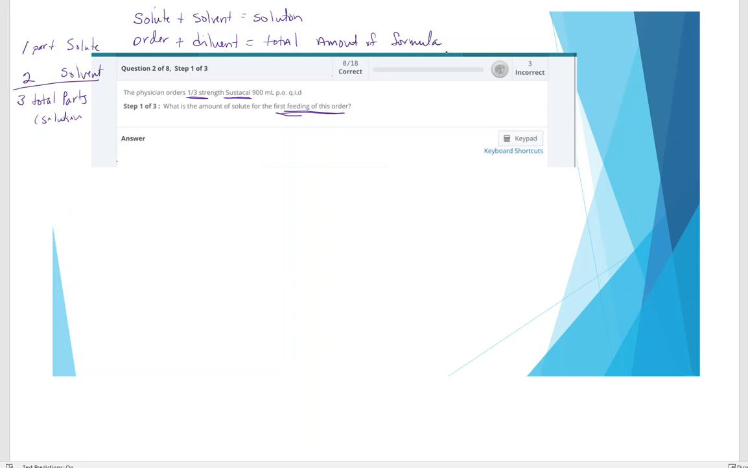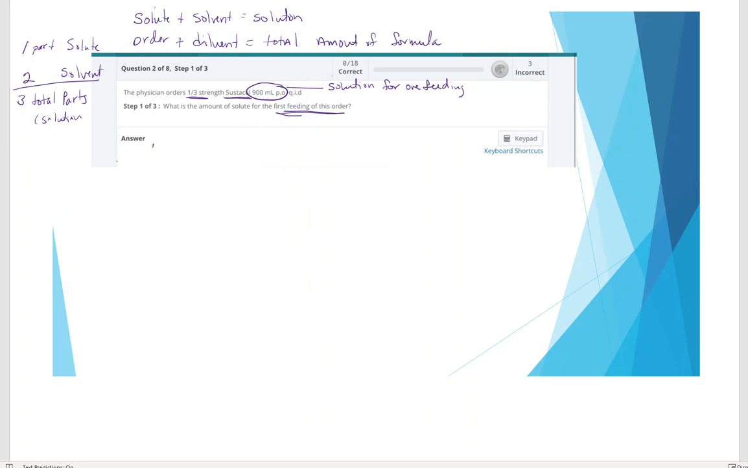Okay, so to find the amount of Sestical, the 1/3 strength, how much solute are we going to need? This 900 milliliters is our solution for 1 feeding. The doctor always orders for 1 feeding, not for the total order. So they're getting 1/3 strength of Sestical, which is 900 milliliters by mouth every 4 hours.